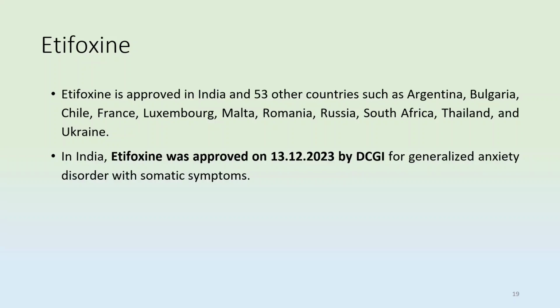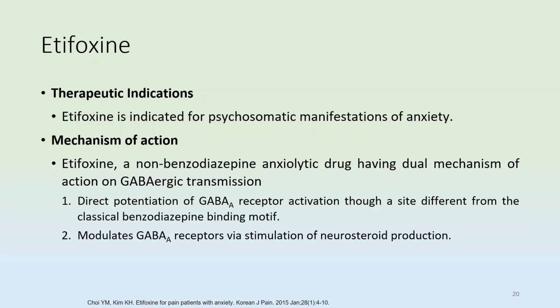Etifoxine is approved in India and 53 other countries such as Argentina, Bulgaria, Chile, France, Luxembourg, Thailand and Ukraine. And in India, it was approved by the DCGI, the Drugs Controller General of India, on 13th of December 2023 for generalized anxiety disorder with somatic symptoms. Now, what are the therapeutic indications of etifoxine? It is indicated for psychosomatic manifestations of anxiety.